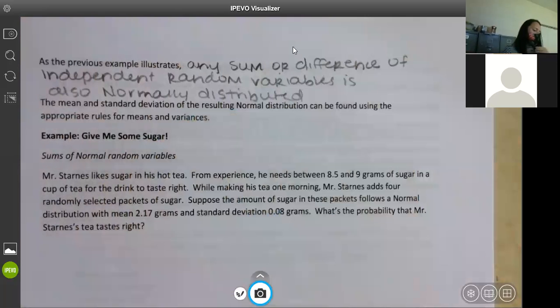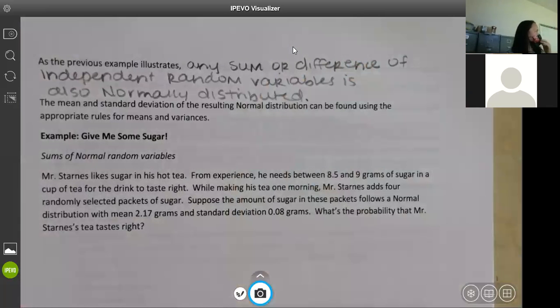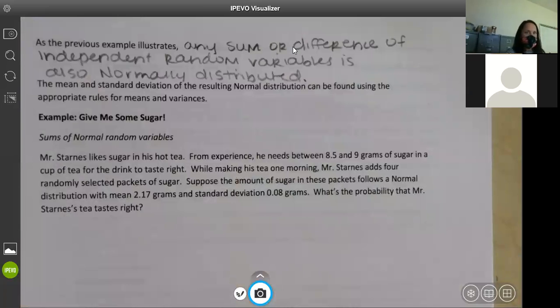So the mean and standard deviation of the resulting normal distribution can be found using the appropriate rules for means and variances. Like I said, if the original variables X and Y are normal, then your sum and difference will also be normal. All right, so let's look at sums of normal random variables.